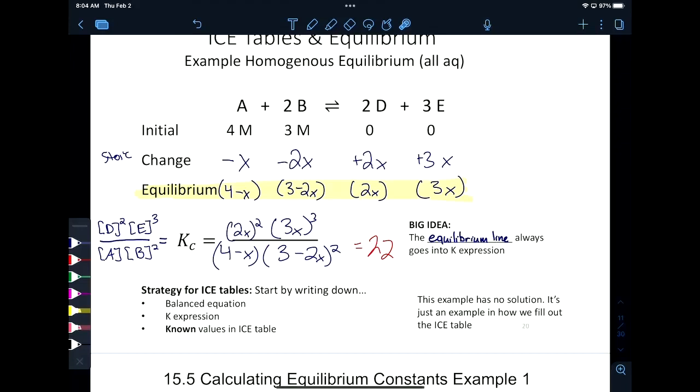And then you can solve for x. X is not our answer here. We would have to insert x into the equilibrium line, and that should tell me the relative concentrations of species at equilibrium. We will have less A and B than what we started with, but then we'll have a little bit more products there. So that's how we construct an ice table.